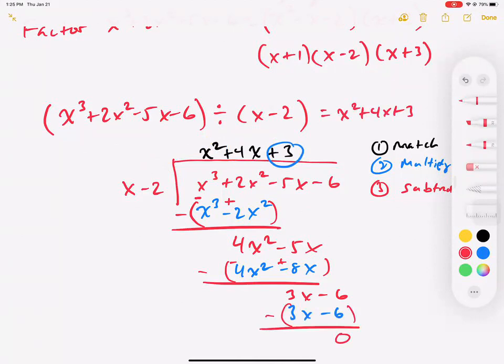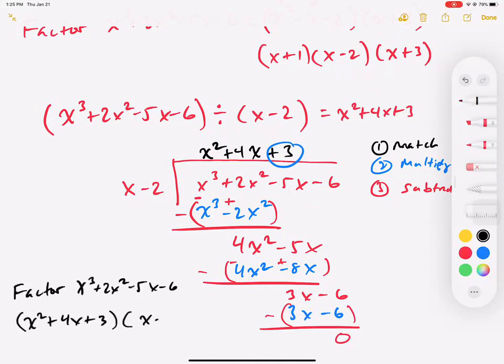If I ask you to straight divide, I just want what's left over. If I ask you to factor, though, let's change the wording. If I wrote factor x cubed plus 2x squared minus 5x minus 6, the factors are x squared plus 4x plus 3, as well as x minus 2. Those are the factors. Those are the two things that multiply to become x cubed, x and x squared.